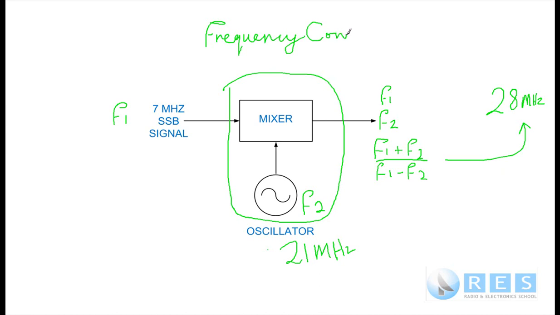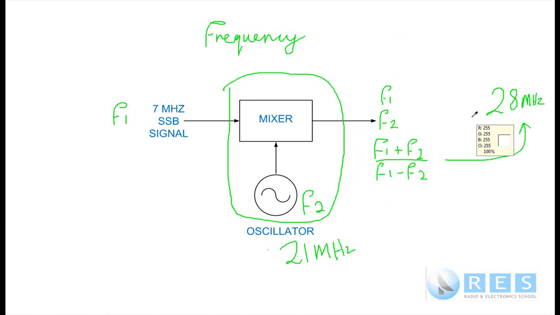A frequency converter. Now the problem with frequency converters is that they produce all of this rubbish at the output, and the only thing we want is F1 plus F2, 28 megahertz. So what we have to do, I'll just get rid of some of this text, we have to filter out all of the mixing products we don't want and just keep the one we do want, which is on 28 megahertz.